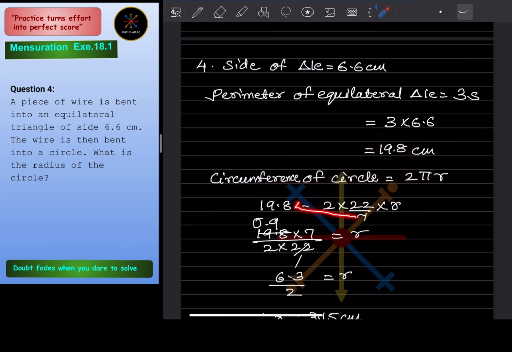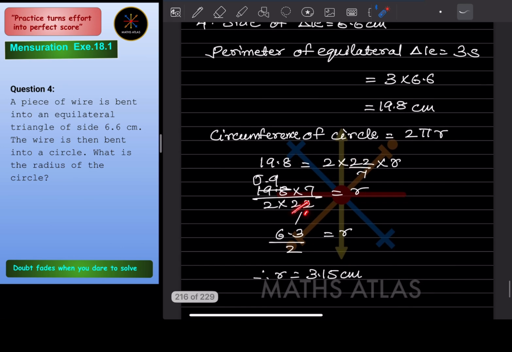So when you cross multiply this one, 19.8 into 7, and this will go in the denominator, which is r. So after simplifying this one, you get 6.3 divided by 2, so that is r, the radius. So the radius will be 3.15. When you take half of it, that will be 3.15 centimeter. That is what they have asked: what is the radius of the circle? So this is the radius of the circle.